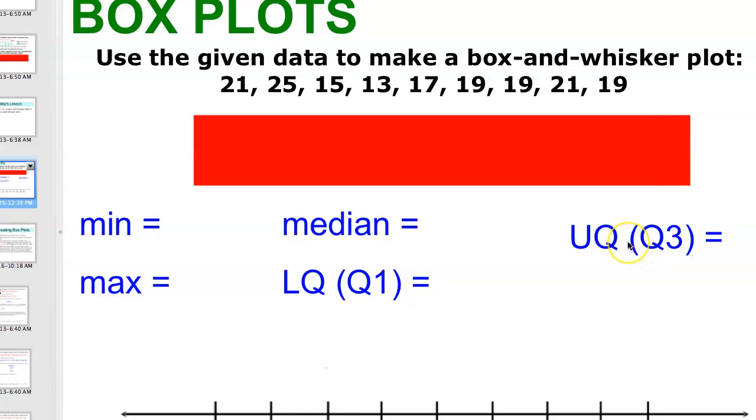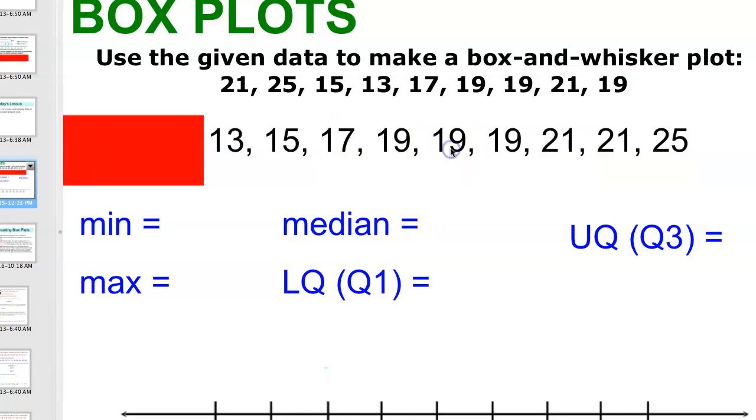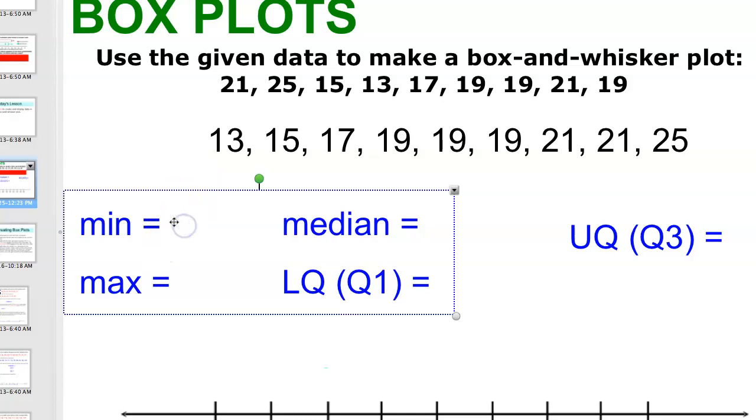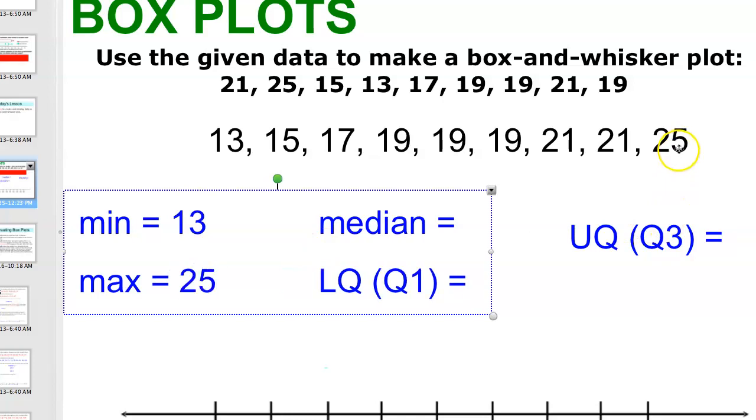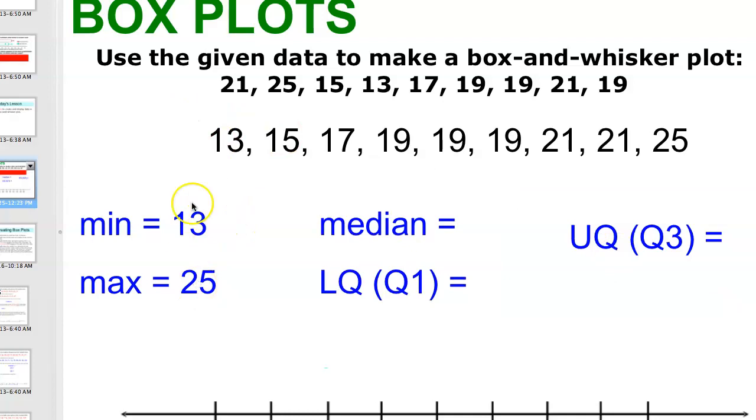The very first thing you have to do is put your numbers in order from least to greatest, because in order to find the median, the numbers have to be in order. So I went ahead and did that. My smallest number is 13. That's my minimum, so I can go ahead and type in 13. My maximum is my largest number, and my largest number in this data set is 25. So that is my max. These two are the easiest to find.